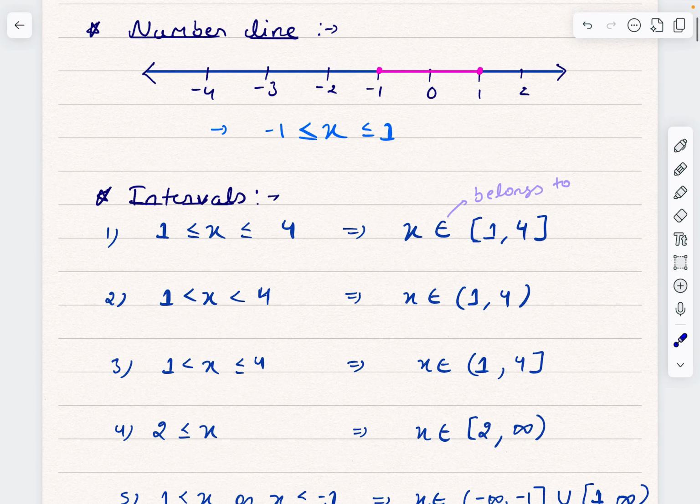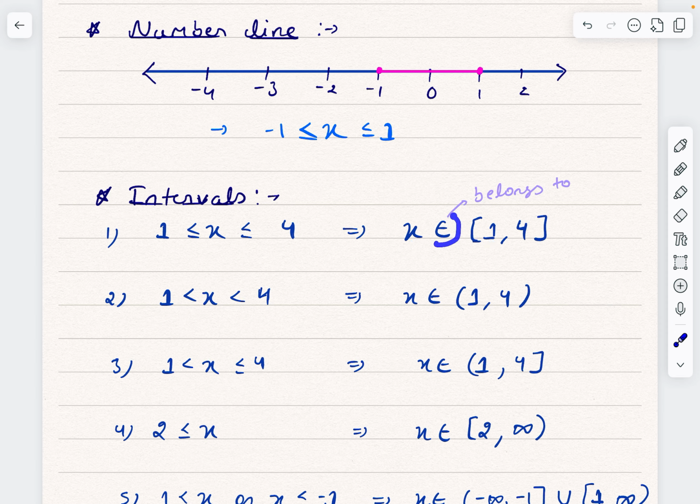Next we need to understand what intervals are. How do we write the intervals? See, x greater than equal to 1 and less than equal to 4 means x can lie anywhere from 1 to 4. Again, when I say 1 to 4, it could be any real number. It could be 1.2, 2.7, anything, not only the integers. Now, how do we write this thing? We can write this as x belongs to 1 to 4.